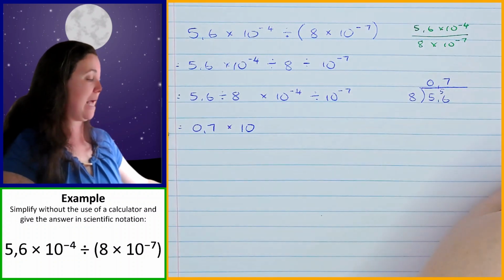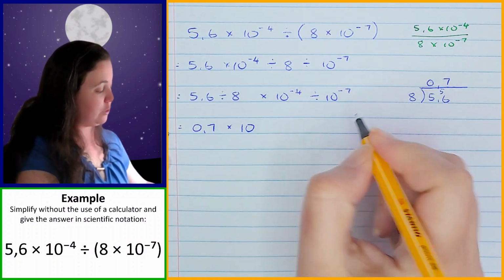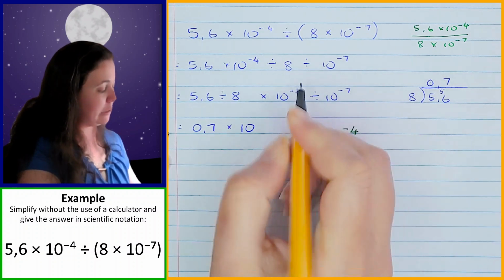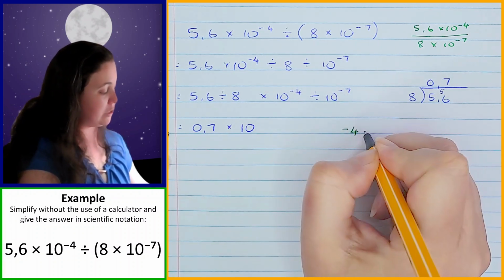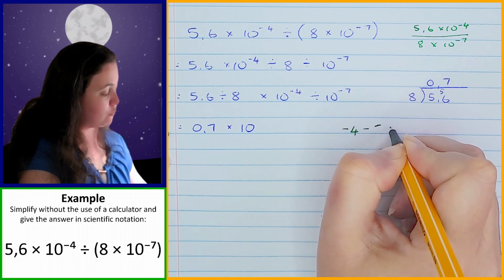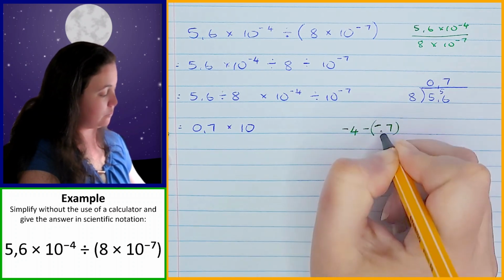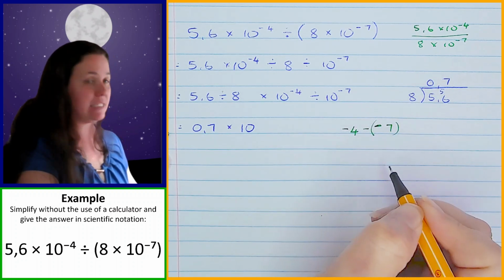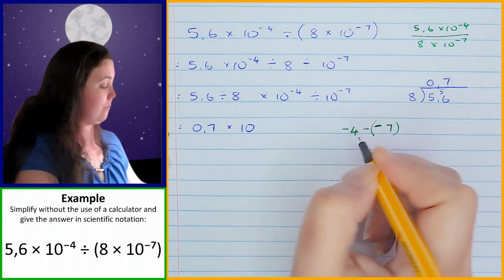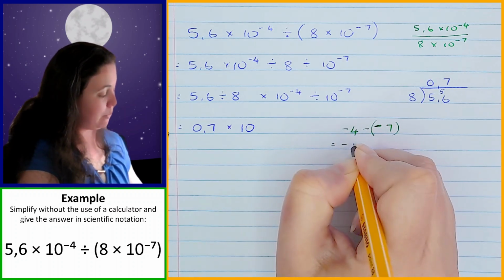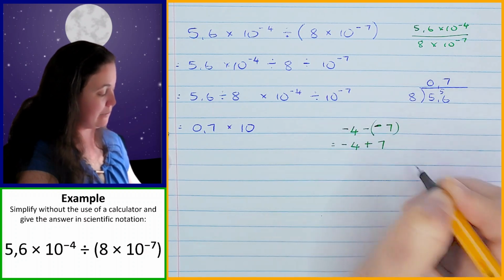So let's have a look at what's going to happen with our exponents over here. This exponent is negative 4, and then we just subtract this exponent, which is negative 7. Now what happens when you subtract a negative number? I've got negative 4 minus negative 7. When we subtract a negative number, that ends up changing to a plus. So it's negative 4 plus 7.